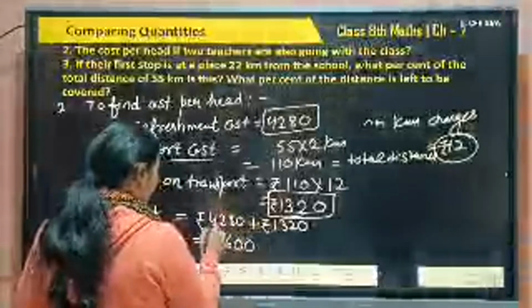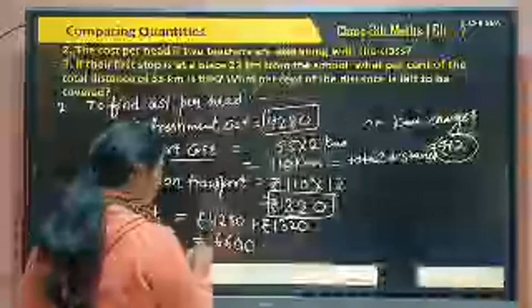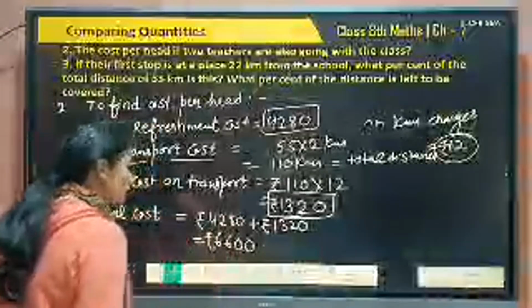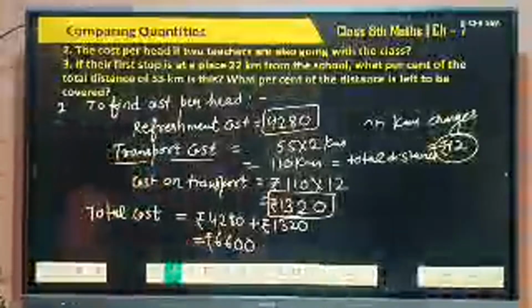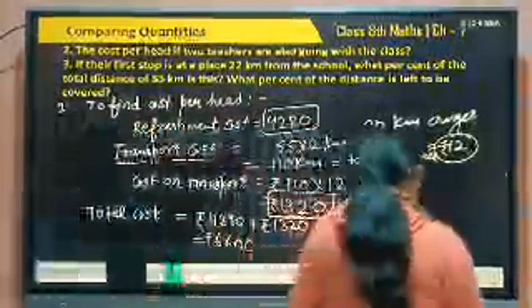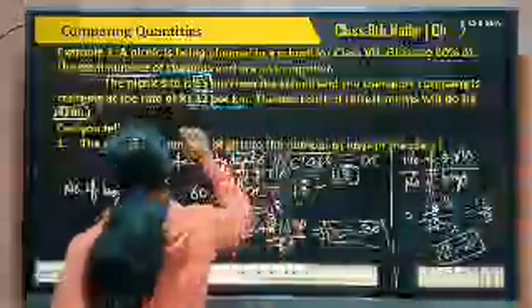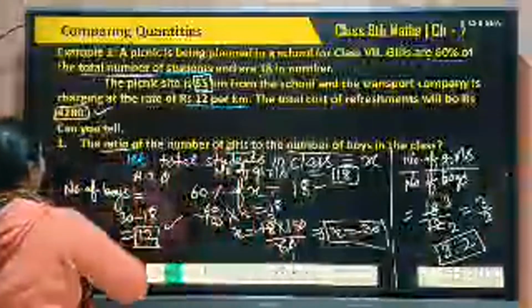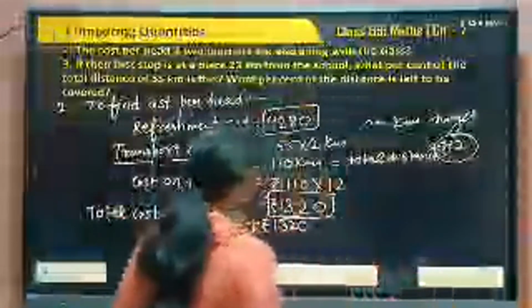It is 5, and then 6, it is 6,600. Let us see what we have done. I calculated total distance. First of all, total refreshment cost is 4,280, and after that, this picnic site is 55 kilometer from the school.